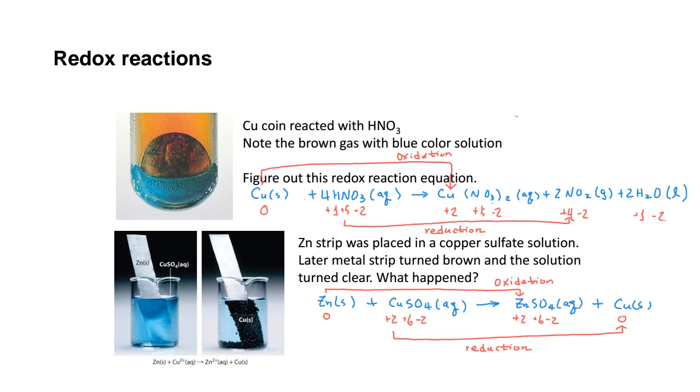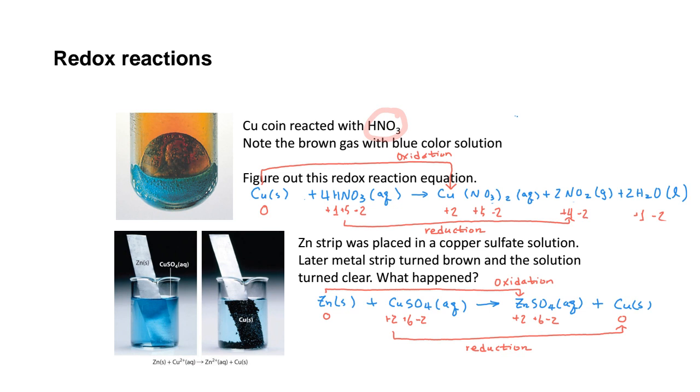Yeah, so here I want to show some demo experiments. Both of them are redox reactions. In a laboratory, you can easily conduct this type of experiment. The first experiment is you can have a copper coin, a penny, and you have nitric acid, HNO3. You add nitric acid in a test tube and place the copper coin in the nitric acid.